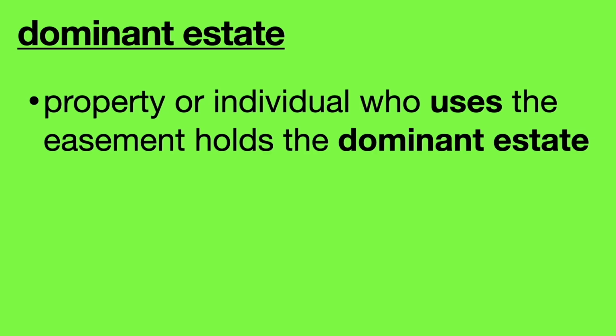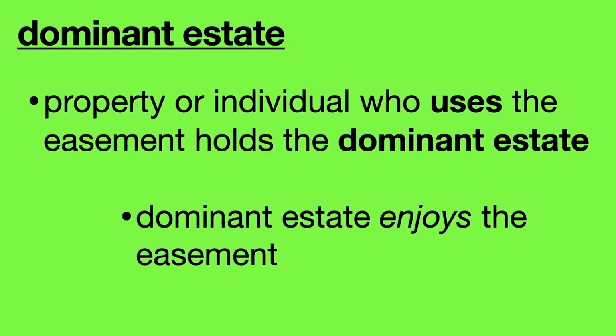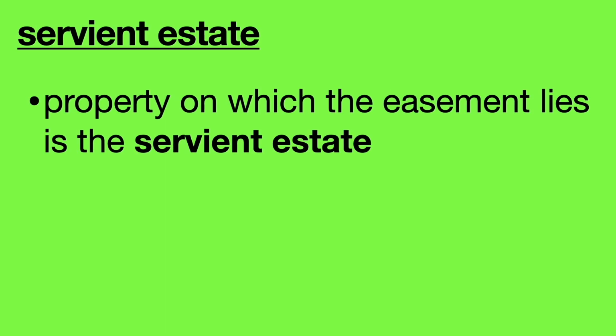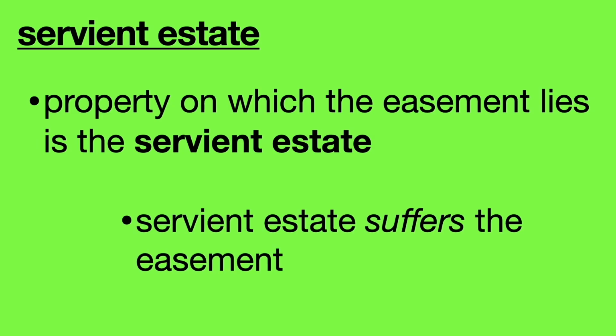The dominant estate. The property or individual who uses the easement holds the dominant estate. It's said that the dominant estate enjoys the easement. The property on which the easement lies is the servient estate. It's said that the servient estate suffers the easement. It's serving the other estate.